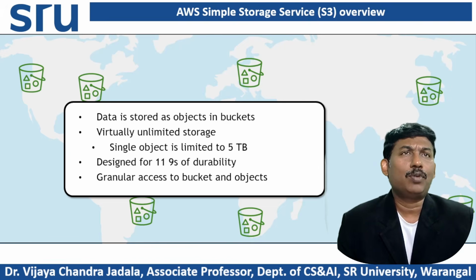Then come the IAM policies. These IAM policies are integrated with AWS Identity and Access Management, IAM, to define fine-grained access permissions for users, groups as well as roles. Then S3 access points, which simplify managing access to shared datasets by creating dedicated network endpoints with distinct permissions. This is all considered as S3.